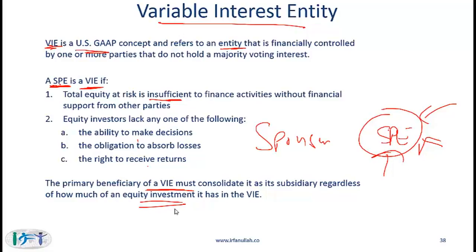Just to connect this with material that we have studied earlier. Earlier we said that generally if the equity stake is 51% or greater, then we consolidate. Between 20 and 50% we use the equity method. But here, if an entity is defined as a variable interest entity and the equity stake is only, say, 6%, we still need to consolidate.